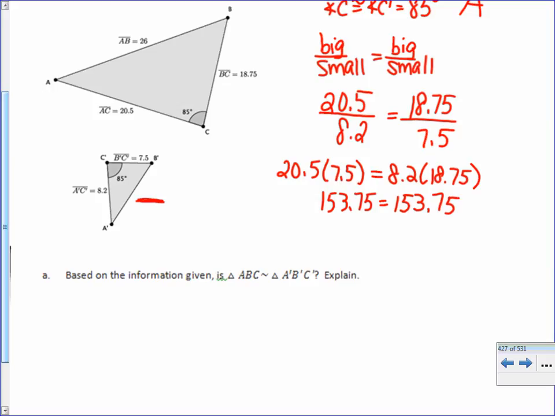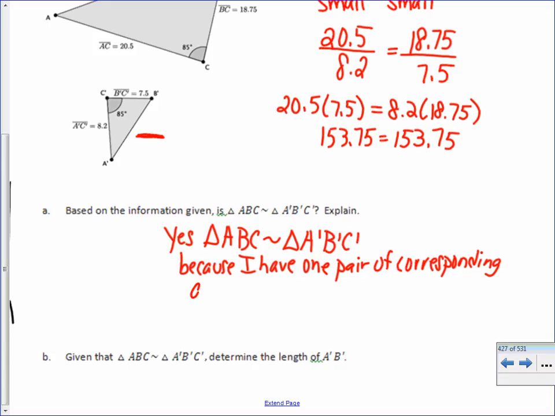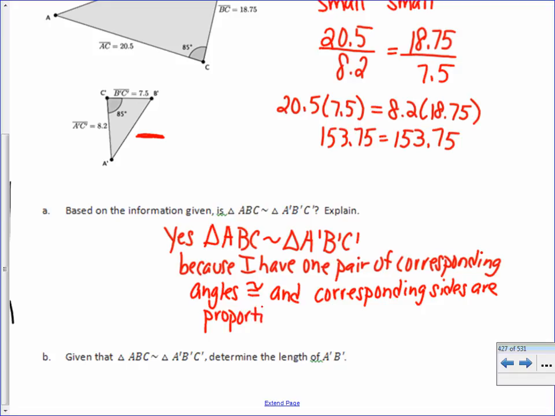So now we can say, yes, triangle ABC is similar to triangle A prime, B prime, C prime, because I have one pair of corresponding angles congruent, and corresponding sides are proportional. Side angle side is similar to side angle side.